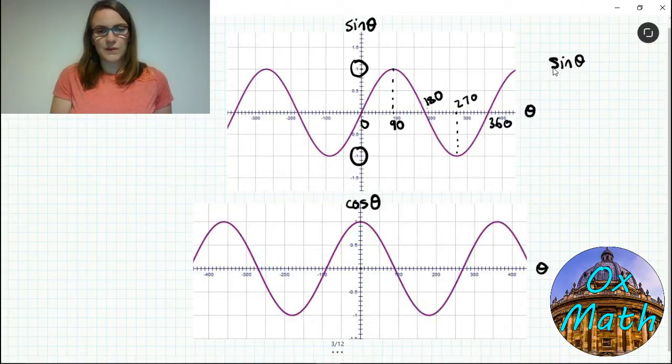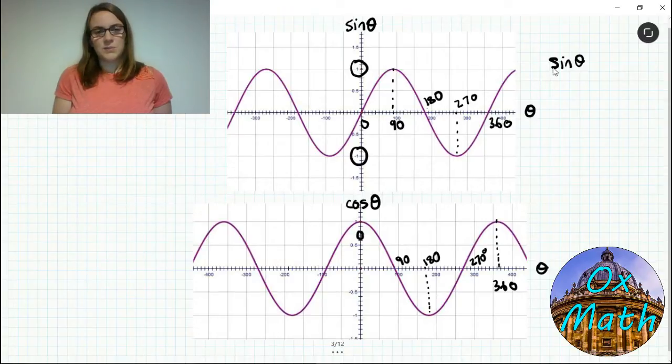Likewise, our cos graph starts at 1 at 0, gets down to 0 at 90 degrees, then its minimum point, minus 1, is at 180, gets back to 0 at 270, and it gets back up to its peak at 1 at 360. So hopefully you understand these graphs, where they come from, and the fact that they would keep on going forever and ever and ever in both directions. And you could be able to sketch either one of these graphs if asked to do so.